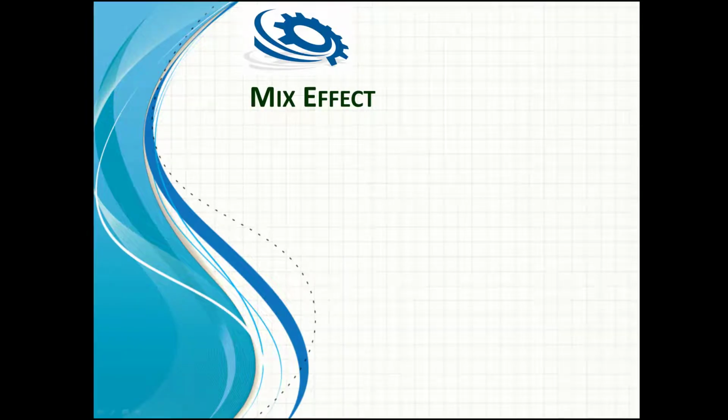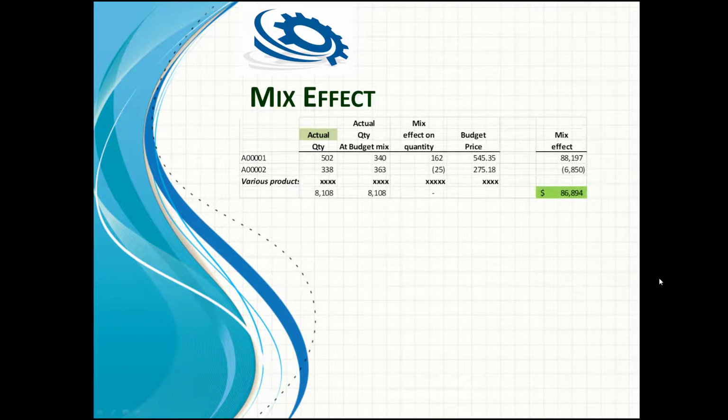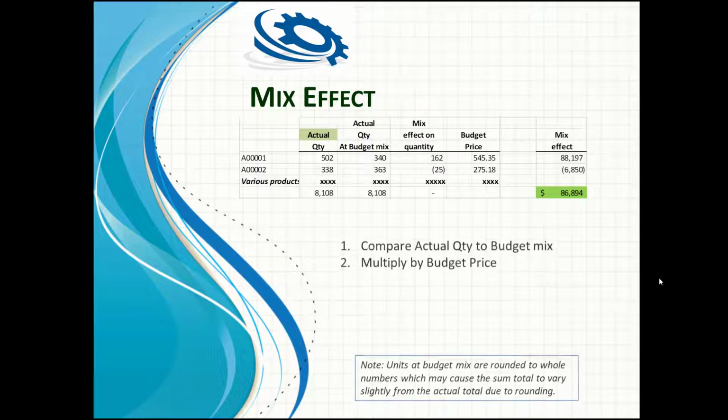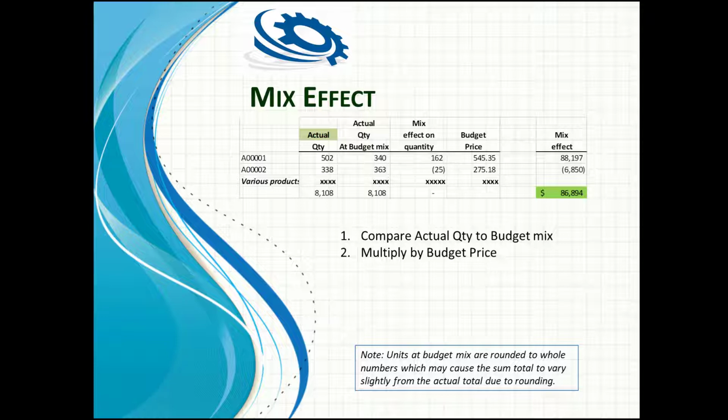Most businesses want to sell more of their higher priced products whenever possible. The ratio of products sold to each other is called the mix. We determine the mix effect using the same quantity at the budget mix that we calculated in the volume calculation. The difference for the mix effect is that we subtract this quantity from the actual quantity to determine our impact. We take that difference, which in our case is 162 units for product A1, and then multiply it by the budget price to represent this impact in dollars.